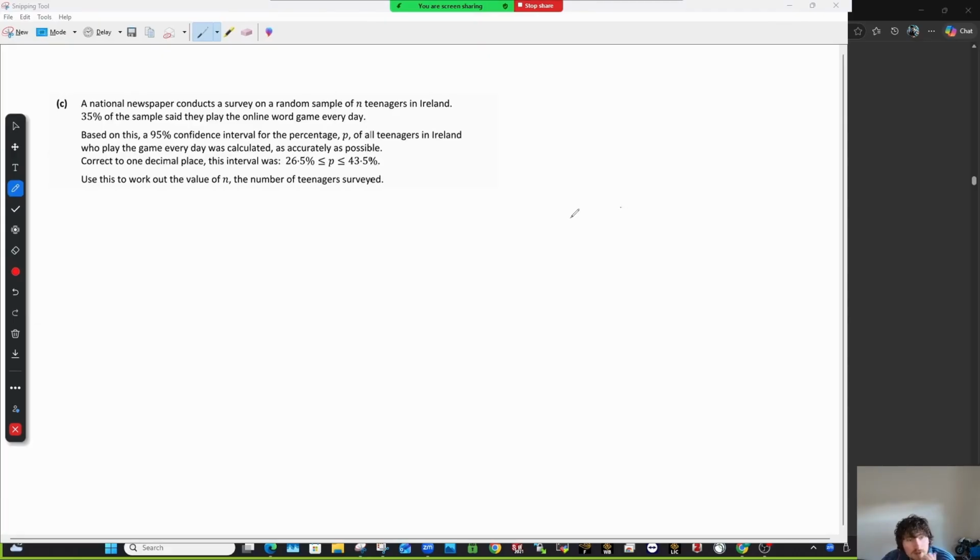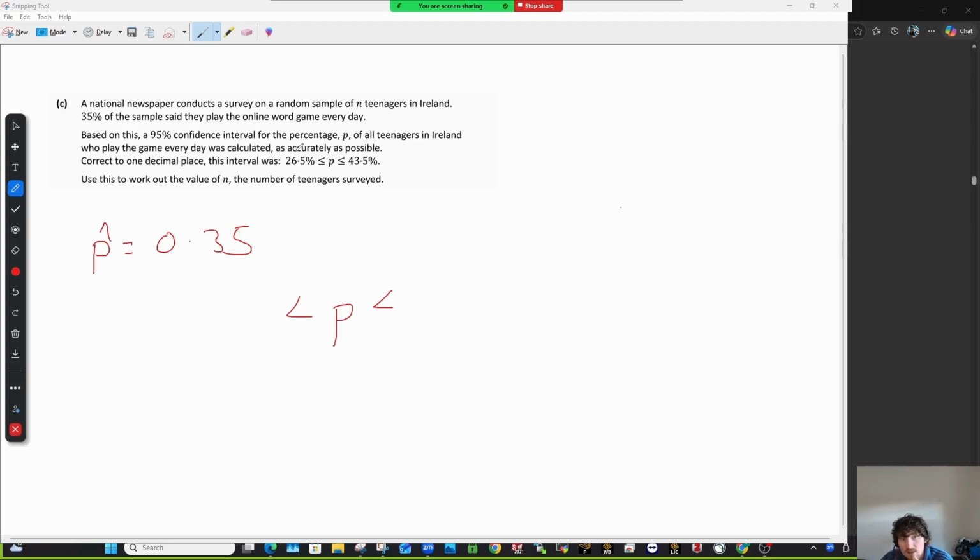Okay, so what they're telling us is there's some national newspaper that did a survey of N teenagers, so N is unknown. 35% said they play this online word game. So that in a way is a p hat. We've just read a p hat, that is from a sample. Based on this, a 95% confidence interval that goes around p, as we know, was constructed as accurately as possible.